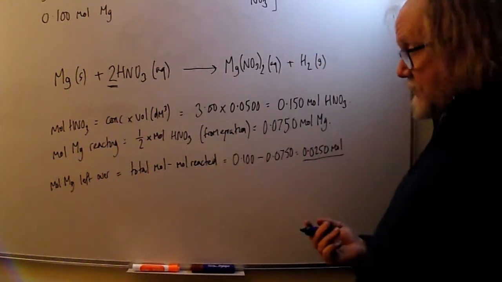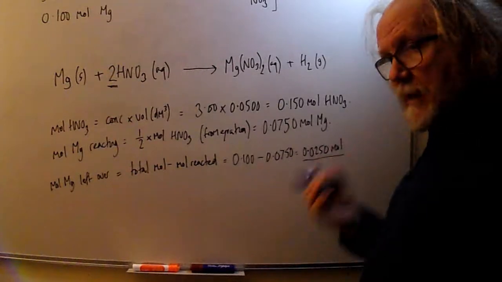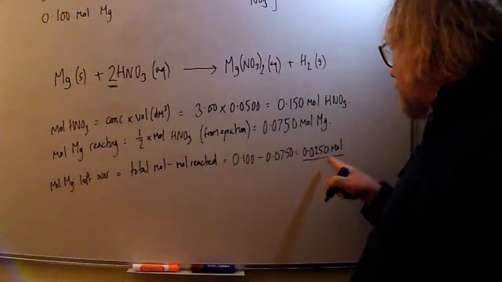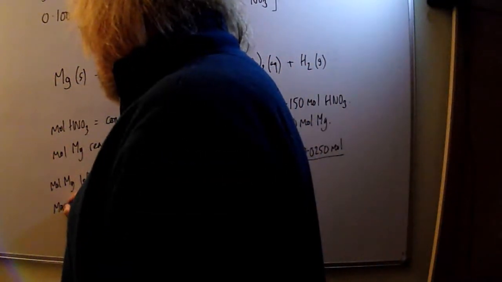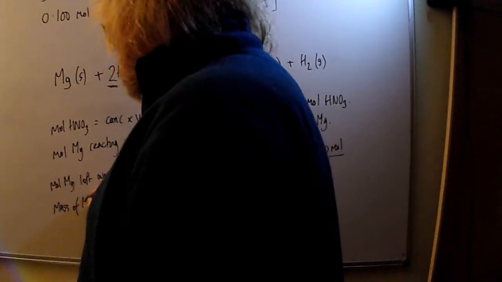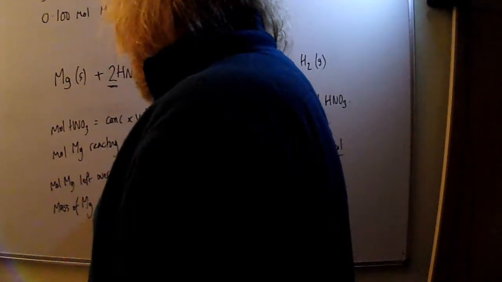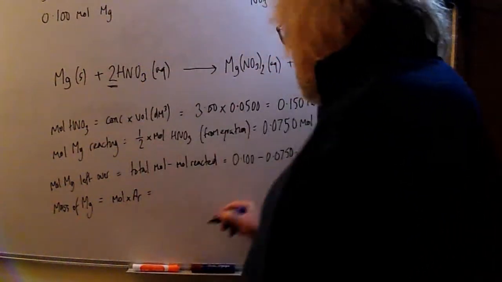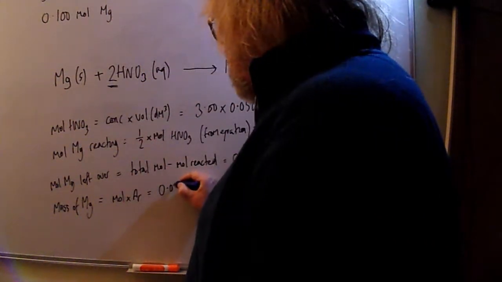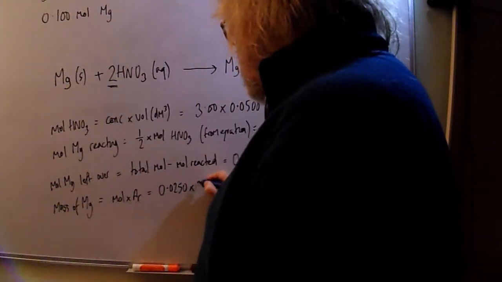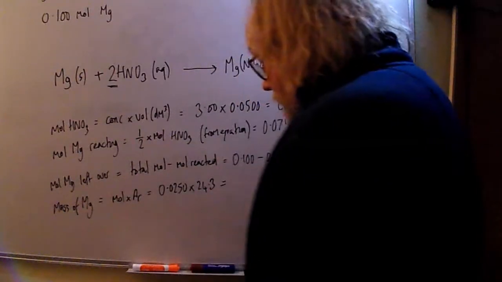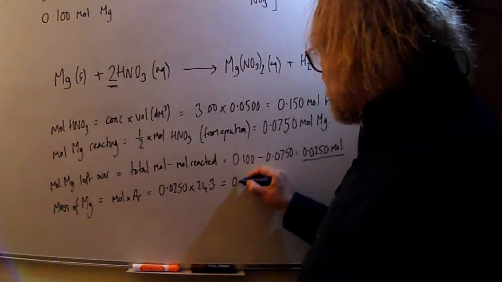So now we're almost there, except we have to notice that it asked for a mass, not just moles. So always check that you've calculated what it actually asked for. So we've got to finally turn that into a mass. So we get mass of magnesium is moles times Ar, because it's a metal. Okay, so that's 0.025 times 24.3, which comes out at 0.608 grams.